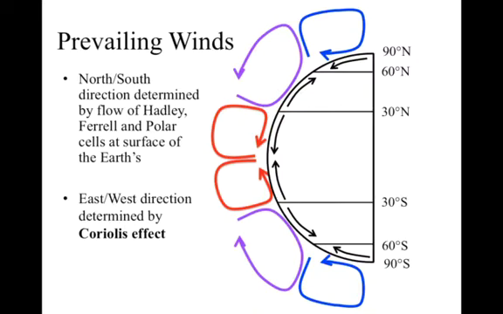All right, that's the north-south direction of the prevailing winds. That's the easy part. Now comes the terrible hard part, and that's the east-west direction. So prevailing winds don't just blow north-south, they actually blow also in an east-west direction. To determine that, we have to look at what's known as the Coriolis effect.